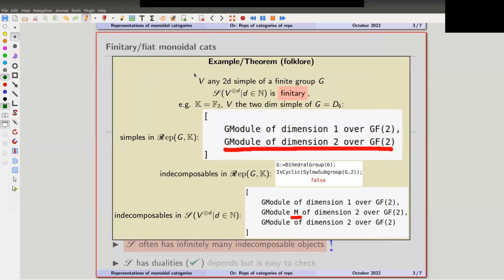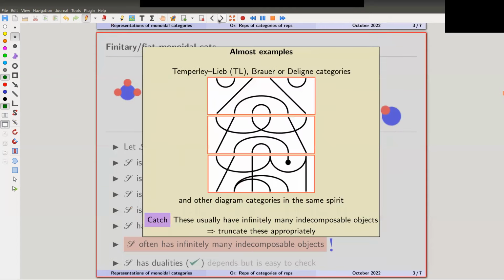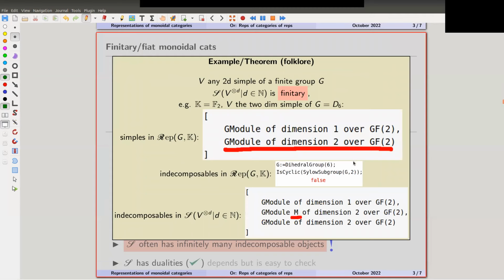Here's another one, same flavor. Any two-dimensional simple representation of any finite group works. Take its tensor powers, you will only find a finite number of indecomposables. Here's an explicit example, D6. We already had D6 here. So D6 is actually, in characteristic 2, a non-example. But if you just take the subcategory generated by a two-dimensional representation, that's what the first thing says. So it's not an example in general, but this one only has actually 3 indecomposable objects in this case. Okay? So any two-dimensional representation of any finite group actually works, and any field.